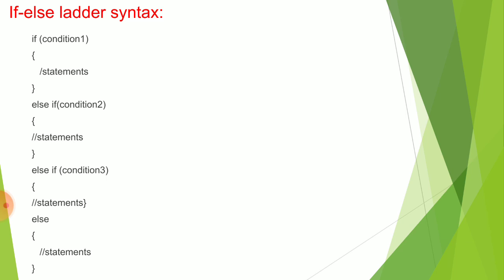The third type of if else statement is if else ladder. First, one condition is checked. If that condition is false, another condition is checked. If that condition is false, another condition is checked. It goes on like this.